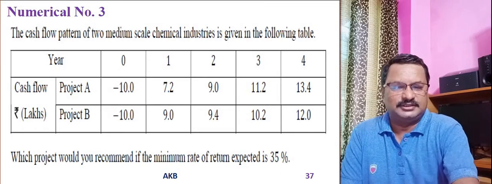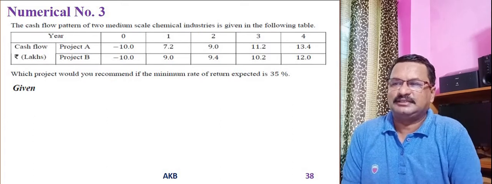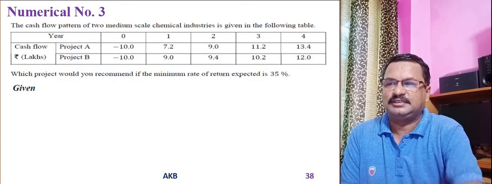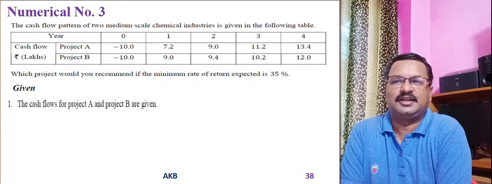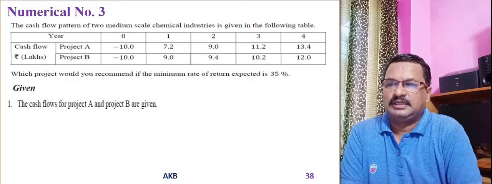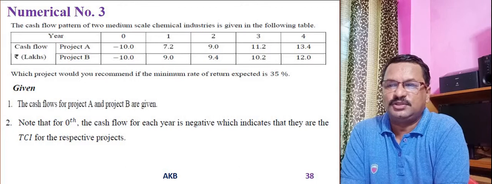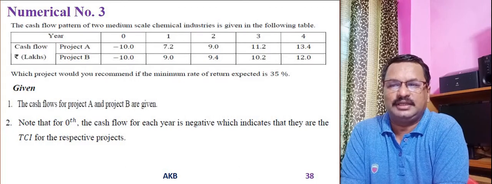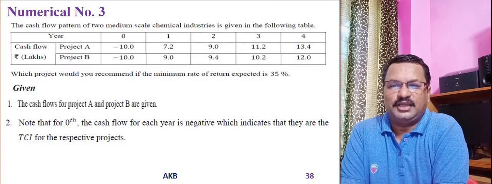Okay, so let us solve this. First let us write the given things. What is given? The cash flows for Project A and Project B are given for various years. There are 4 years. For each year, cash flows for both the projects are given to us. Then, as I discussed right now, note that for the 0th year, the cash flow for each project is negative.